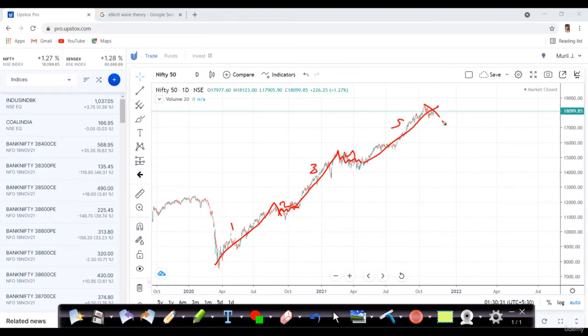Now there is a high chance that the market will move this way. The market will create a corrective wave, and this one. This is the impulsive wave. The second one is the corrective wave. This is the impulsive wave. This is the corrective wave. Okay, so hope you got how to analyze the pattern.